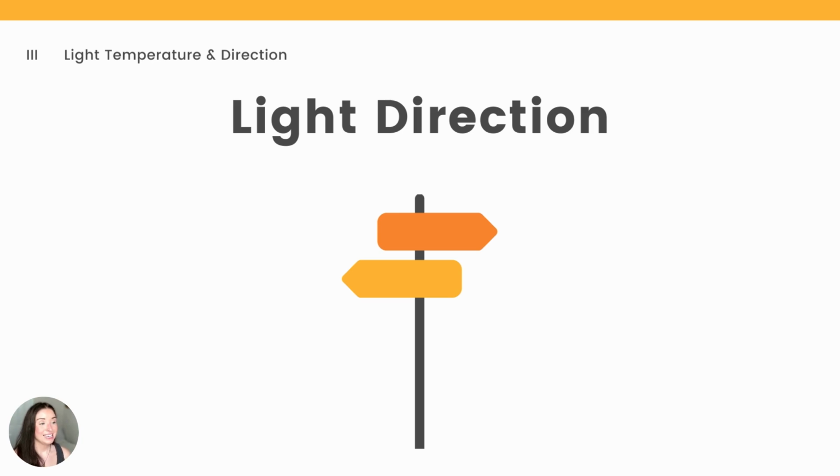So now that we know about the temperature of the light that we're working with, let's move on to light direction. And I know that I already touched a little bit on light direction regarding natural light whenever I was talking about how it comes through a window. But that's the cardinal direction. Right now I'm talking about specifically lighting direction and how we're going to light our food in the scene.